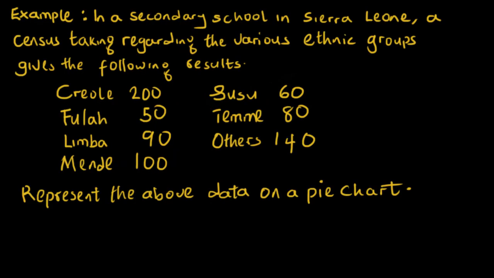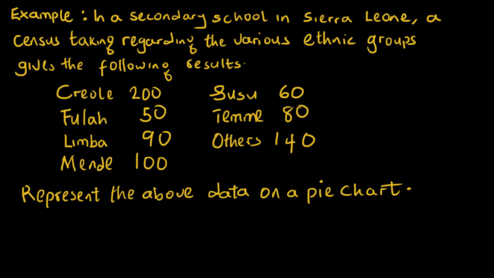In a secondary school in Sierra Leone, a census taken regarding the various ethnic groups gives the following results. We have Creole, 200, Fula, 50, Limba, 90, Mende, 100, Susu, 60, Teme, 80, others 140. Represent the above data on a pie chart.